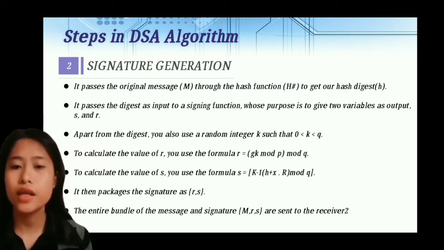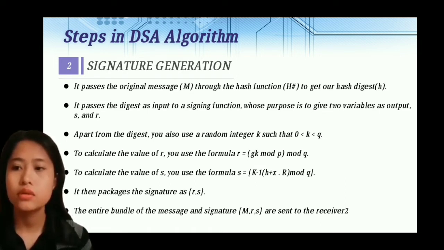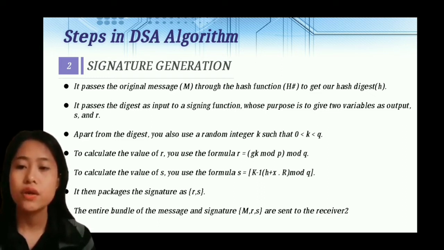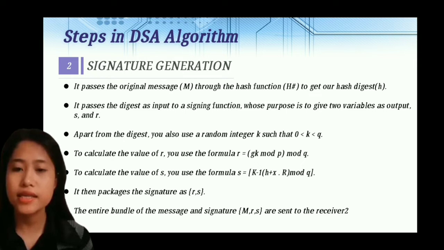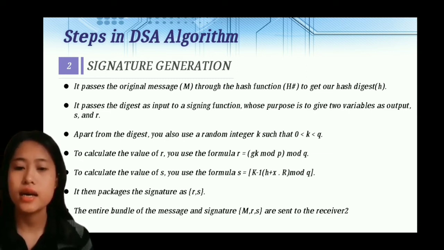Next, to calculate the value of R, you use the formula R equals (g^k mod p) mod q. To calculate the value of S, you use the formula S equals k^-1 (h plus x times R) mod q. It then packages the signature as R and S. The entire bundle of the message and signature, capital M, small r, and S, is sent to the receiver too.